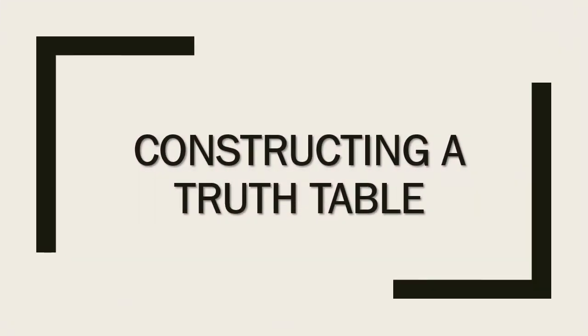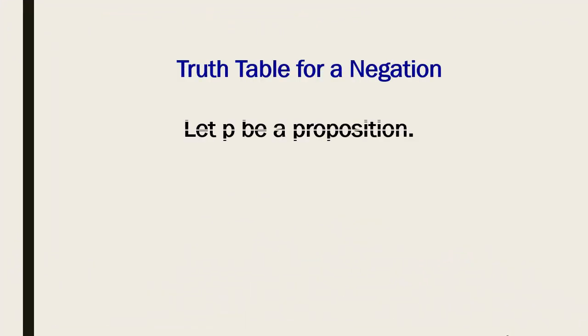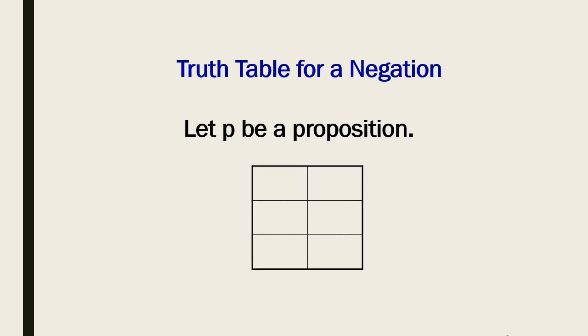Now let's proceed to constructing a truth table. A truth table displays the relationship between all possible truth values of the component propositions and the compound propositions of the former. Now let's have a truth table for a negation. Let P be a proposition. So P is either true or false. So not P: not true is false, and not false is true.